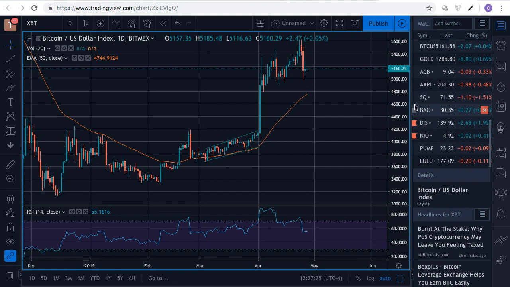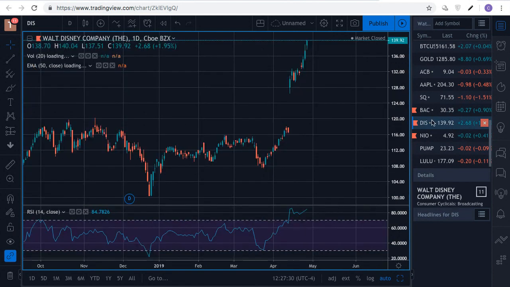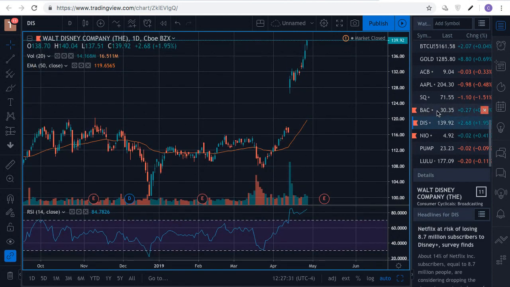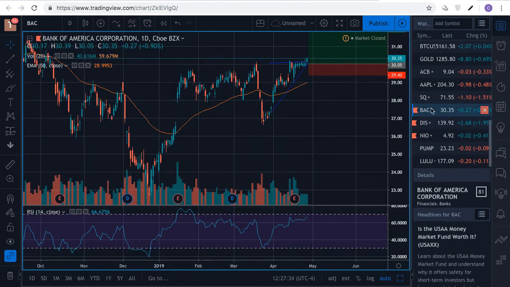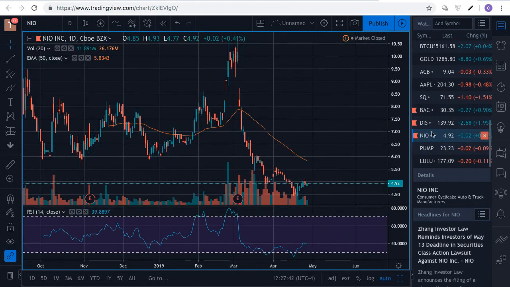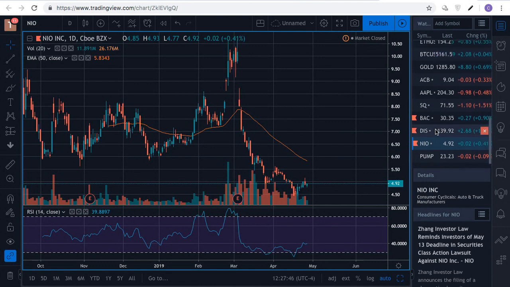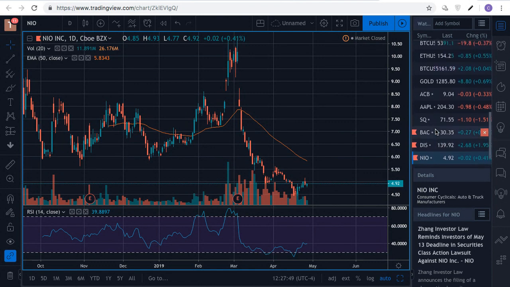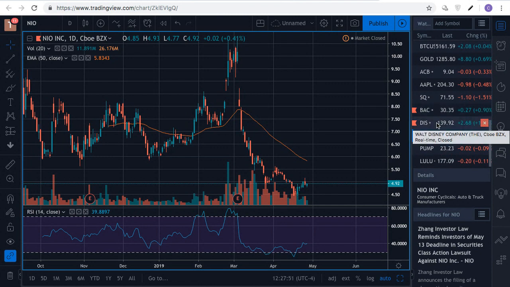I also have little flags that show me the ones that I'm very interested in. You can see Disney, they've been going nuts lately. I think it's from the Avengers, and they're a good company overall. You've got Bank of America, and then NIO, which is actually an electric car company. You guys want to keep a watch on this one. I'm very interested in that, and so is Apple. So can't be a bad thing, right?